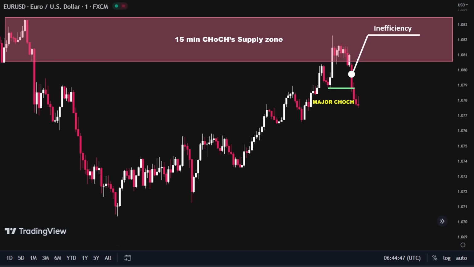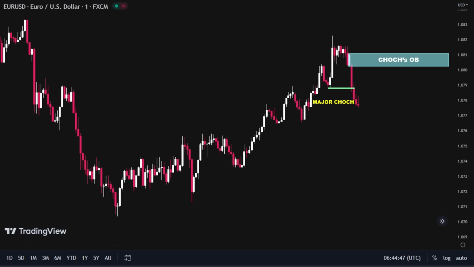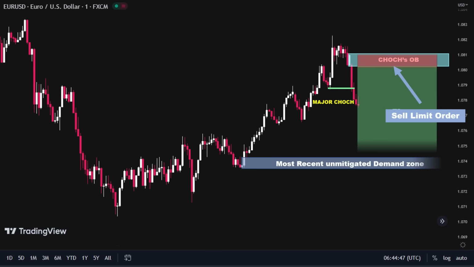In the next step, we will highlight the supply zone created by Chalk's wave. Now we detected our point of interest. So next, we should place our sell limit order here, adjust our stop loss a couple of pips above the highest point of the zone, and target the recent unmitigated demand zone on the current time frame or on the higher time frame as our take profit level.